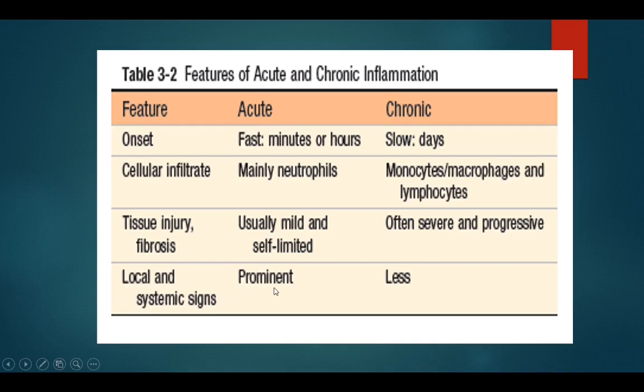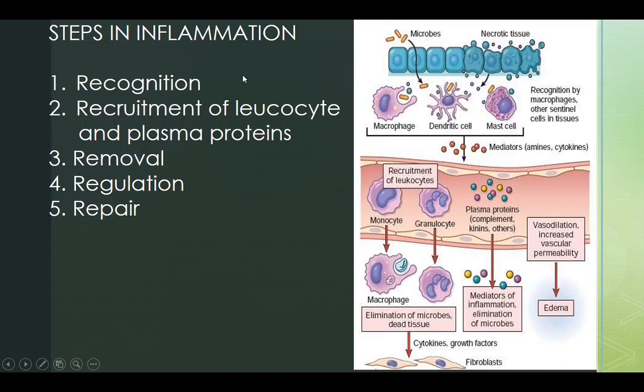In acute inflammation, these features are very prominent: rubor, dolor, calor, like pain, redness, and warmth that you feel in the inflamed area. It is more in acute inflammation, but less in chronic inflammation. So, what are the steps in inflammation? First is recognition. Then comes the recruitment of leukocytes and plasma proteins. Then removal, regulation, and then repair.